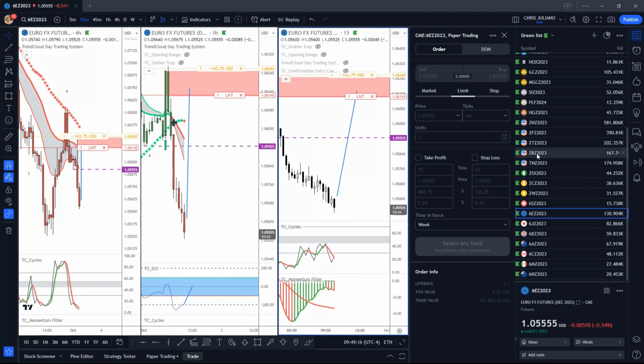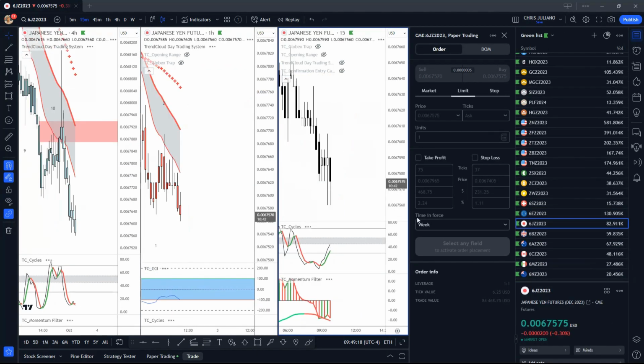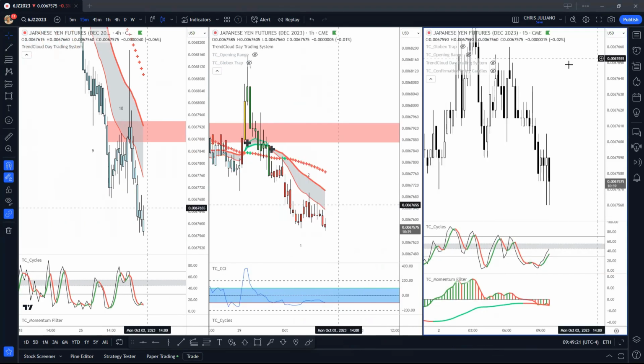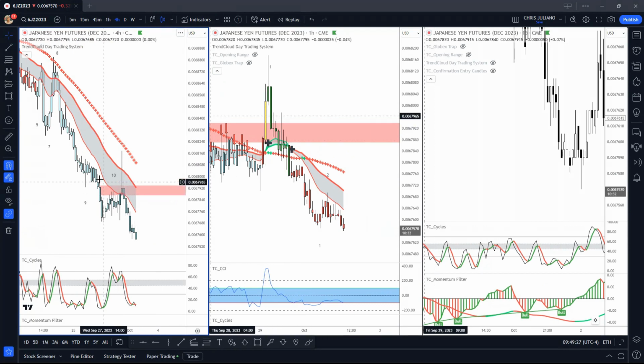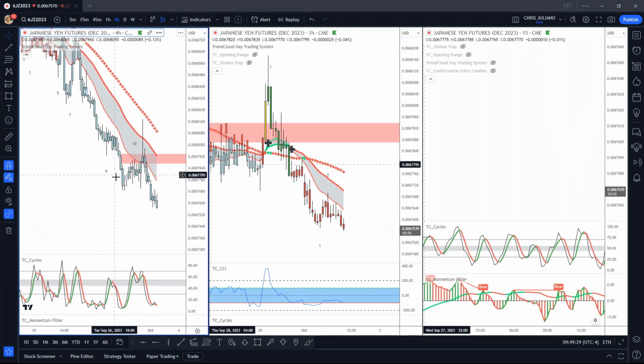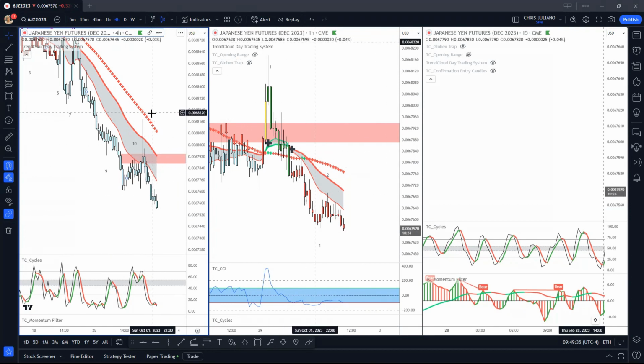Let's just take a look at how TrendCloud reacts on the Japanese yen. And I want you to see, look at how extended this trend is. And look at that. If you went short here again, you pulled back because this is extended, it really, really wants to close above that 50 and recalculate before it continues down. But this is just in free fall.